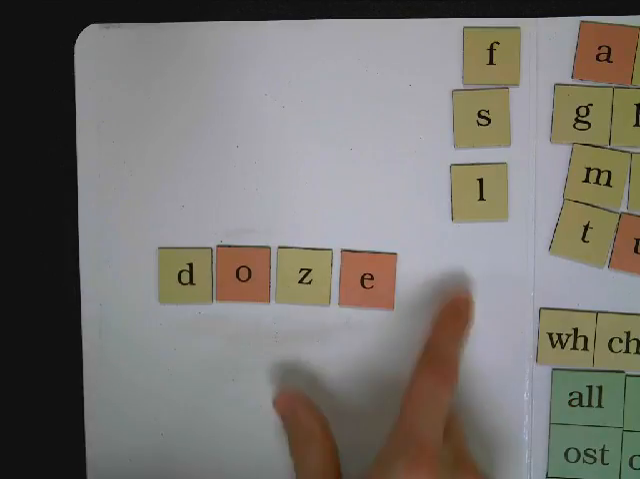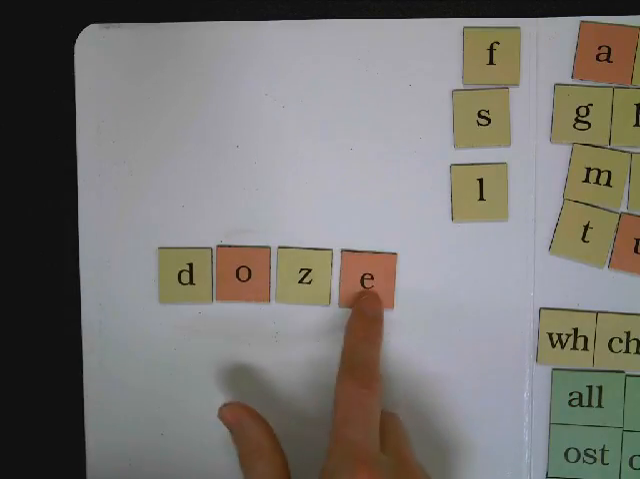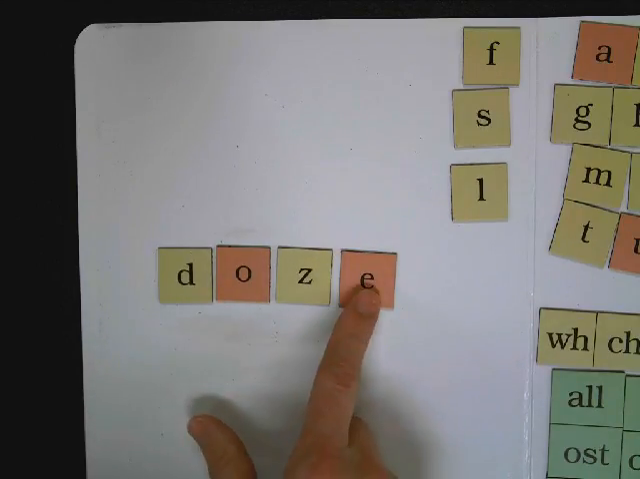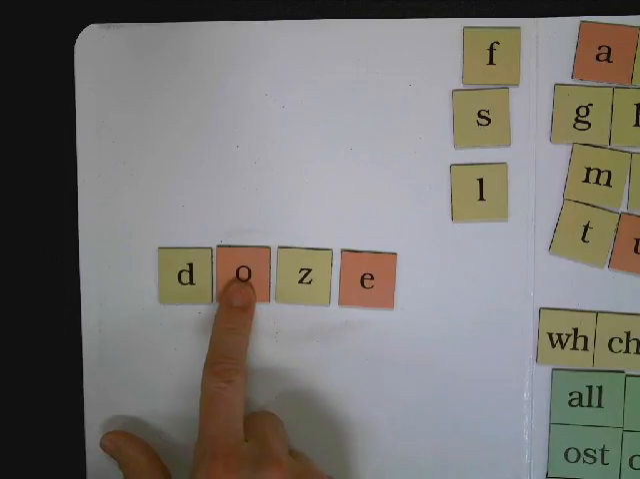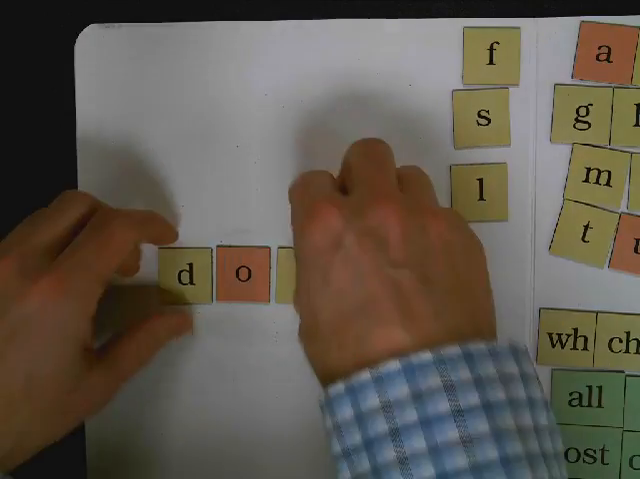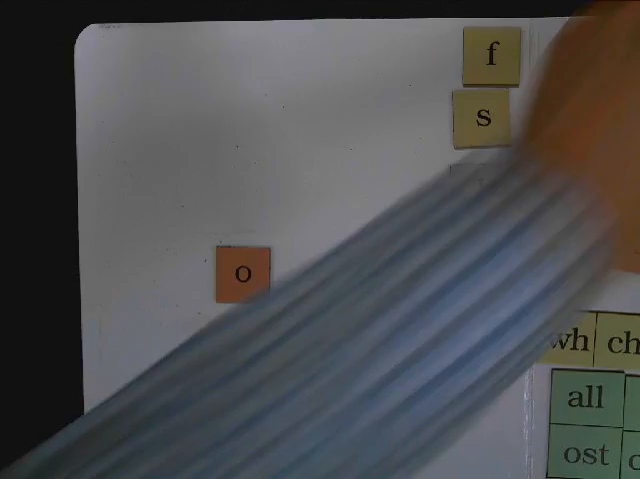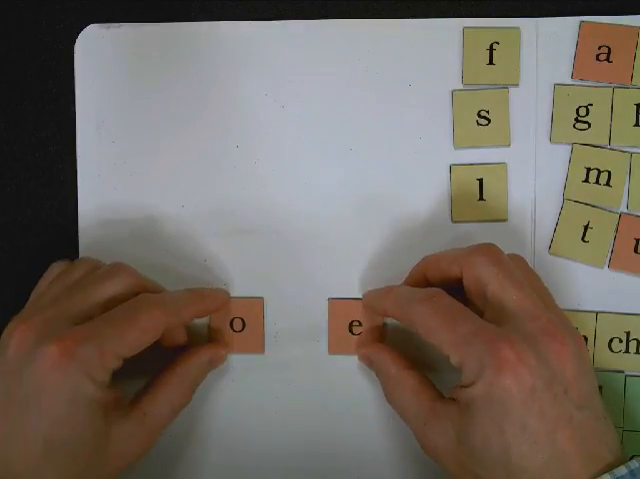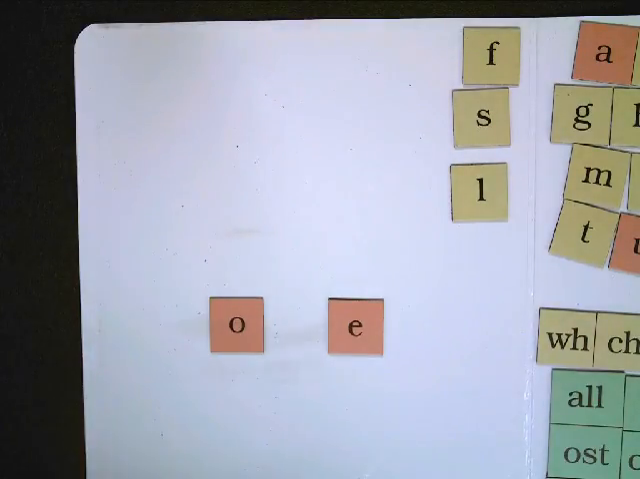Now, what's the job of this E at the end of the word? Think about that. What does that E do? The E is making that long vowel, O, say its name. It turns that short vowel, that O, into a long vowel for doze. Great. Let's put that D and Z back, and leave that O-E here. So we're talking about that vowel consonant E.